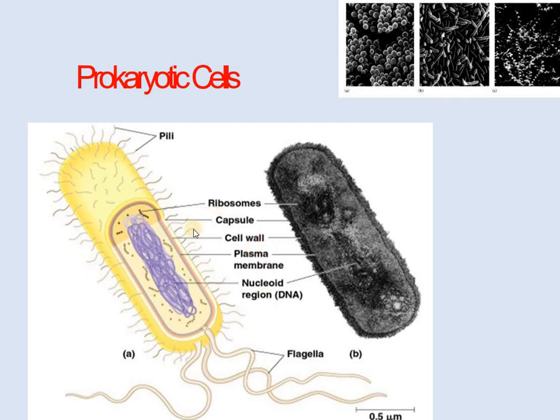In this slide you can see the prokaryotic cells, how they look. Basically they are primitive. In their structure you can see they contain ribosomes. There is a capsule, a surrounding wall. They have a cell wall, plasma membrane and the nucleoid region. The nucleoid region represents a nucleus-like region, and they do have locomotory organs.